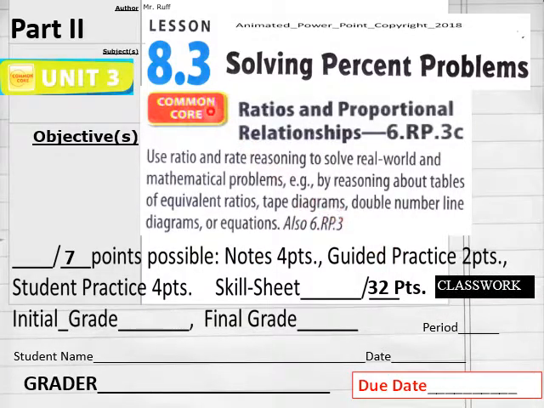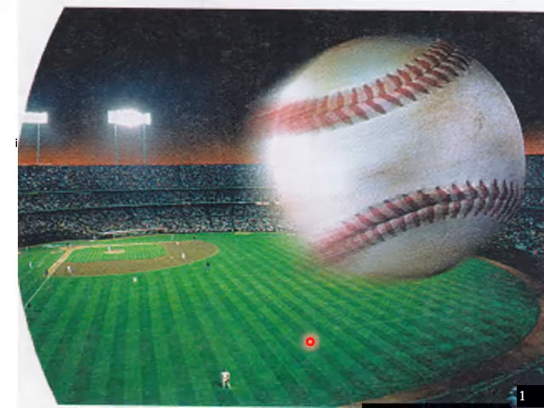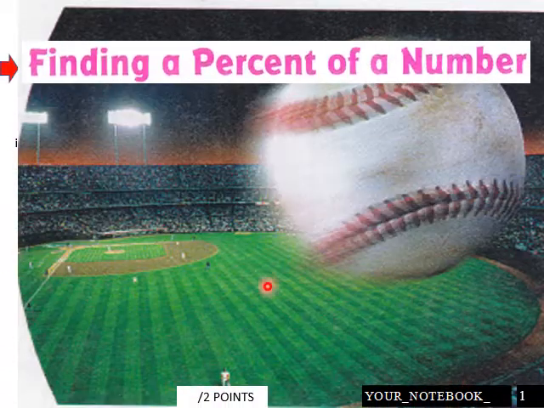And part 2 of 8.3, solving percent problems, has 32 points here on your classwork sheet. And 7 points will go into your notebook or notebook guide. Students, put your name, date, period here. Due date for my onliners and homeschoolers. Let's go right into page 1.